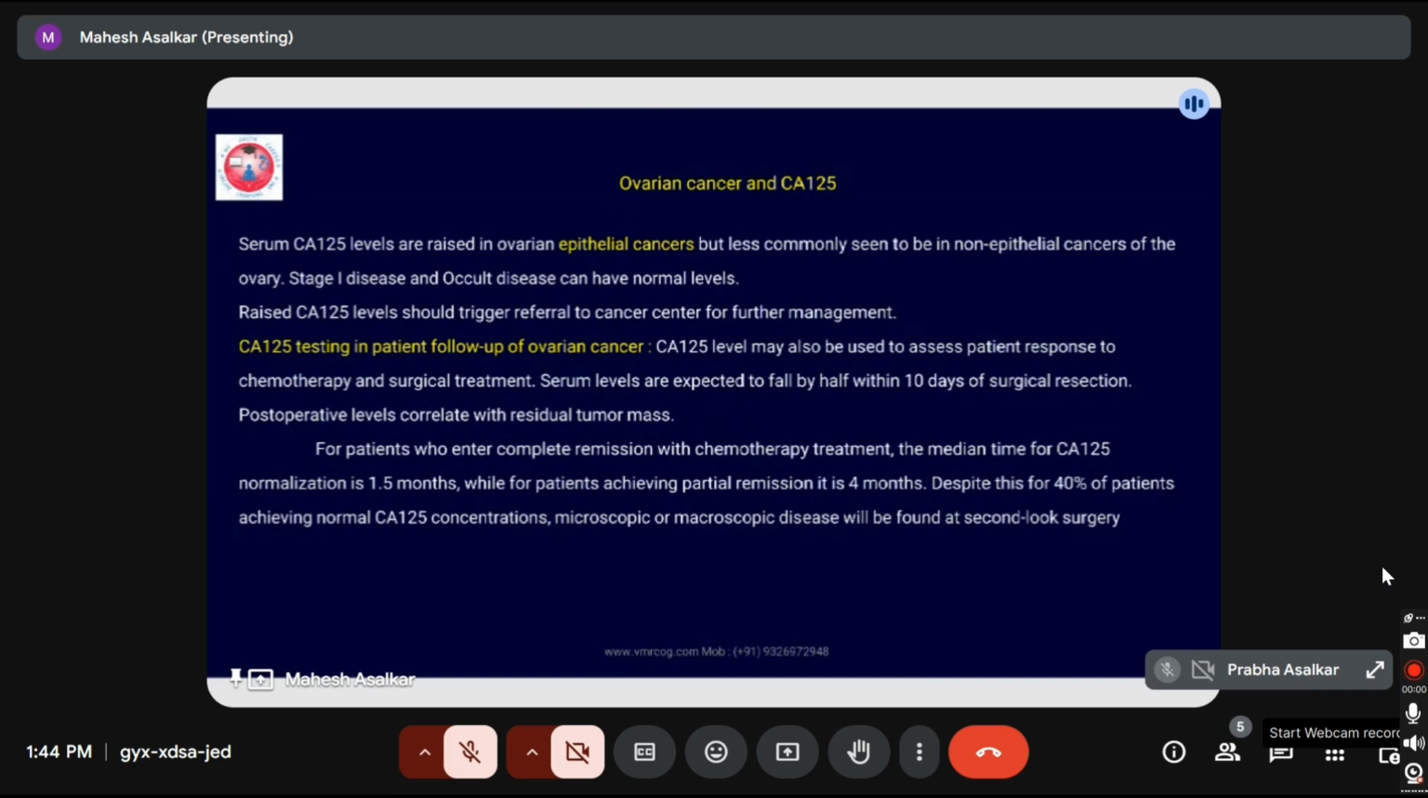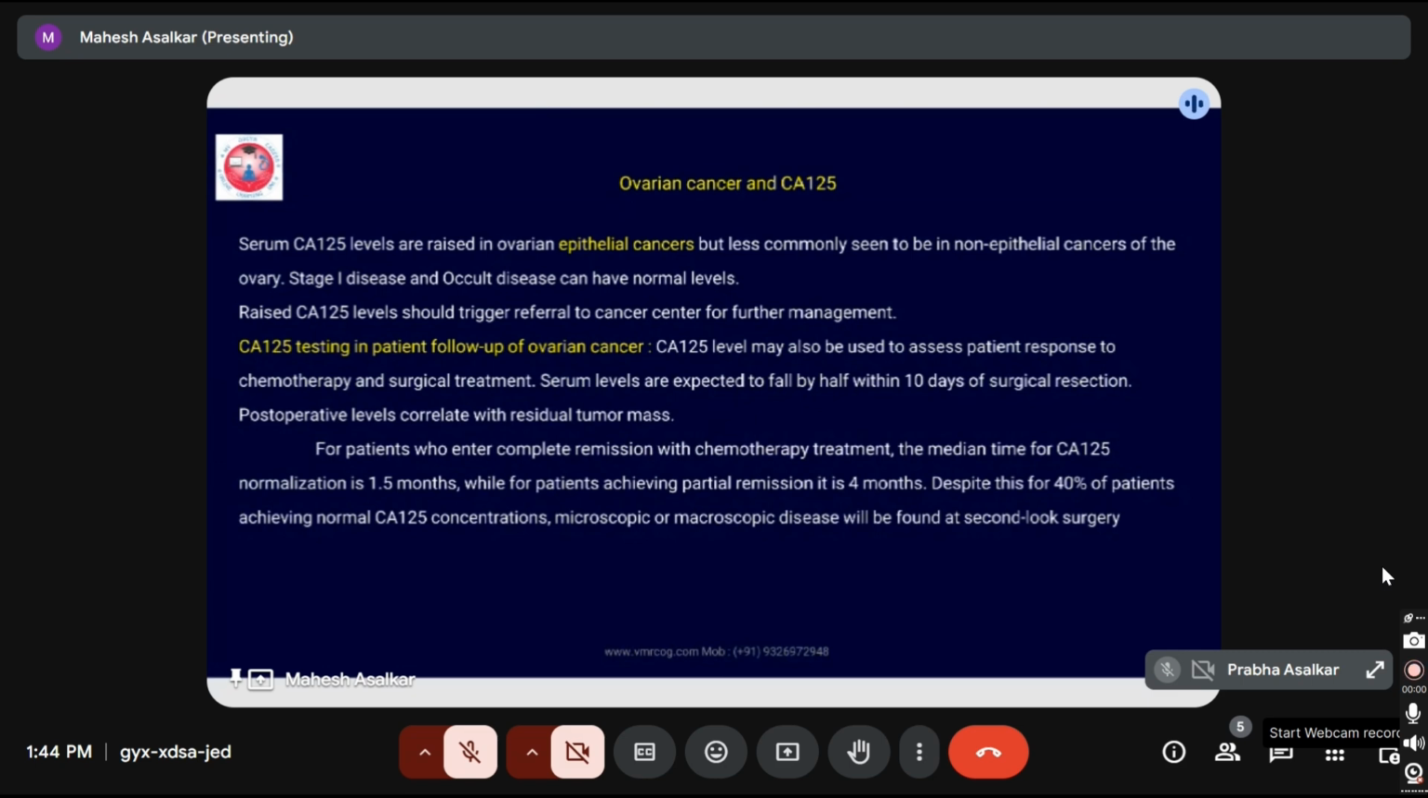So if they have undergone chemotherapy, if it is a complete remission, in that particular case, in 1.5 months, CA125 level will come to normal. If there is a partial remission or partial response to chemotherapy, it will take 4 months for this particular level to come to normal. So if you monitor this patient post-operatively or post-chemotherapy, you will come to know what's happening inside.